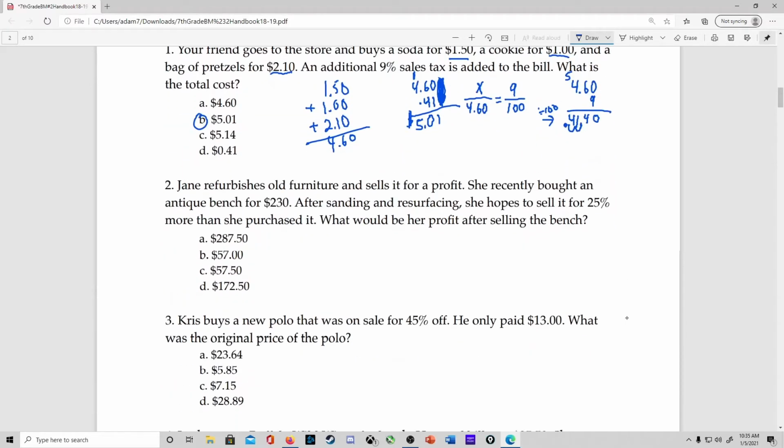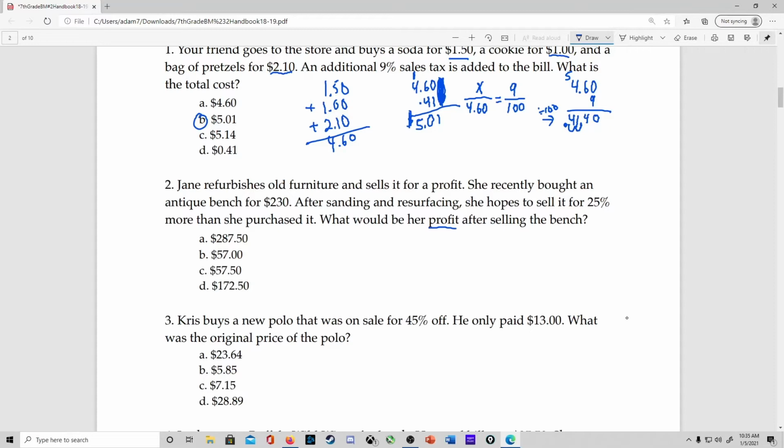Let's look at number 2. Jane refurbishes old furniture and sells it for a profit. So profit means more than she spent on it. So your answer, to make sense, should be more than this number. Okay. After sanding and resurfacing, she hopes to sell it for 25% more than she purchased it. What would her profit be after selling the bench?